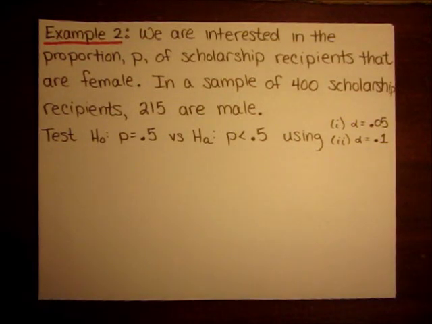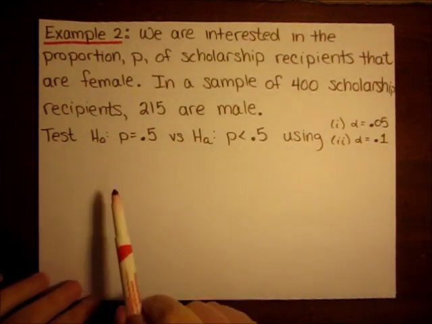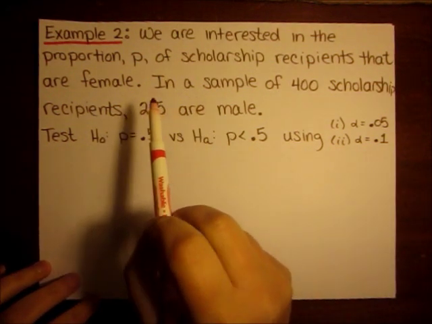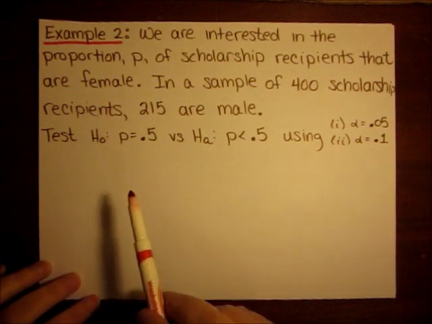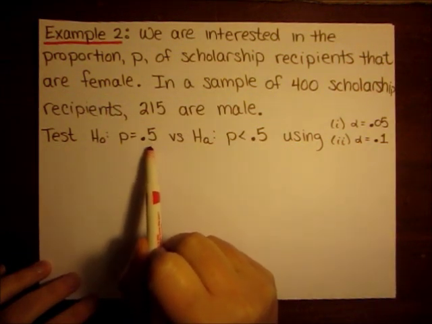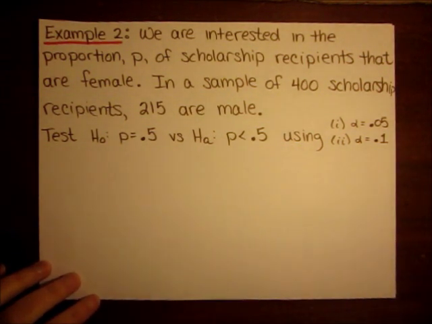In this example, we're interested in the proportion of scholarship recipients that are female. We have a sample of 400 scholarship recipients, 250 of which are male, and we want to test if the proportion P, again P is the proportion of female scholarship recipients, equals 0.5, or if the proportion is less than 0.5.